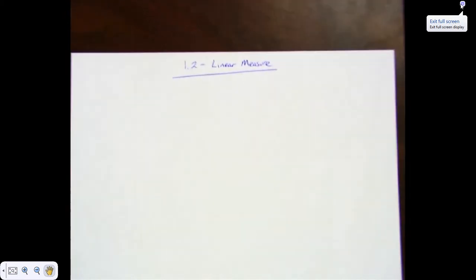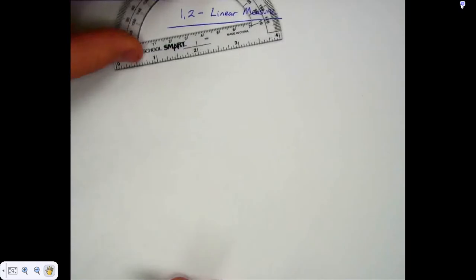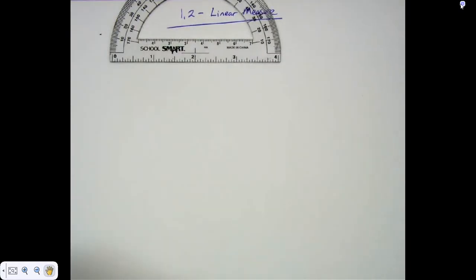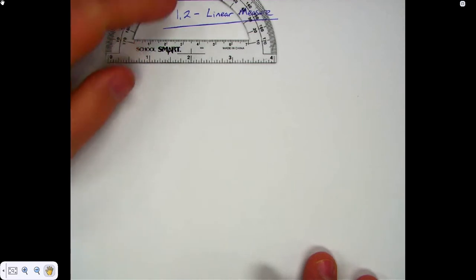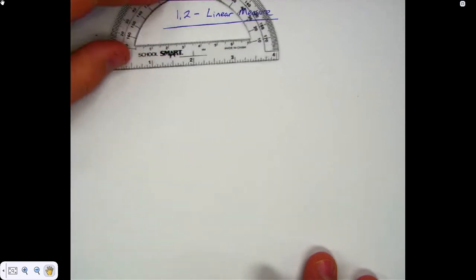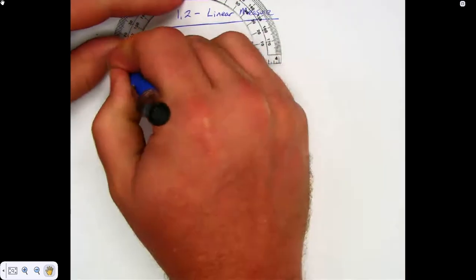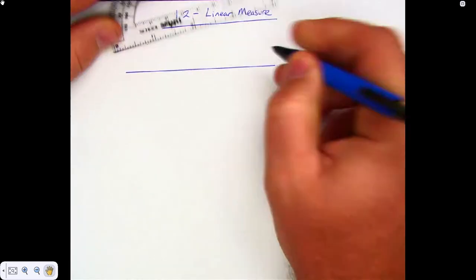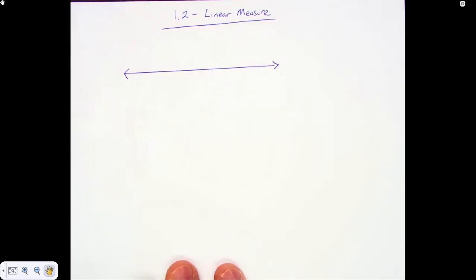1.2, linear measure. Okay, now, linear measure, exactly that. What is the bottom of this protractor used for? Measuring, correct? So I am measuring the distance from one place to the other. Now, we're going to draw a line. My question to you, kind of a trick question, is can I measure the length of that line?